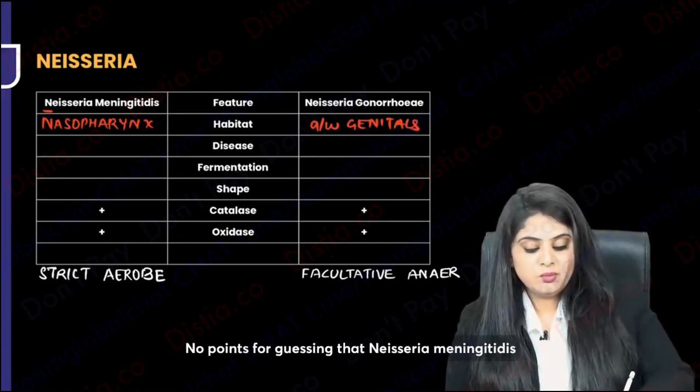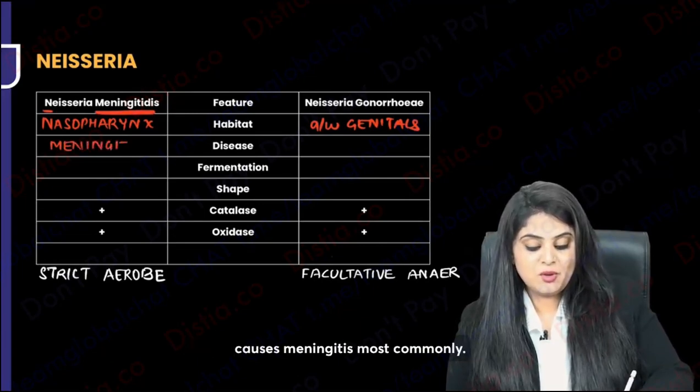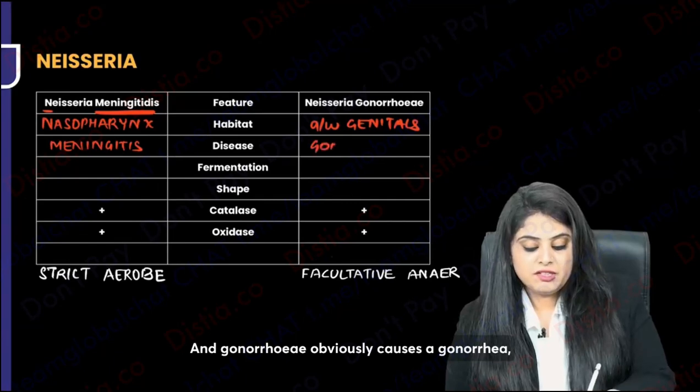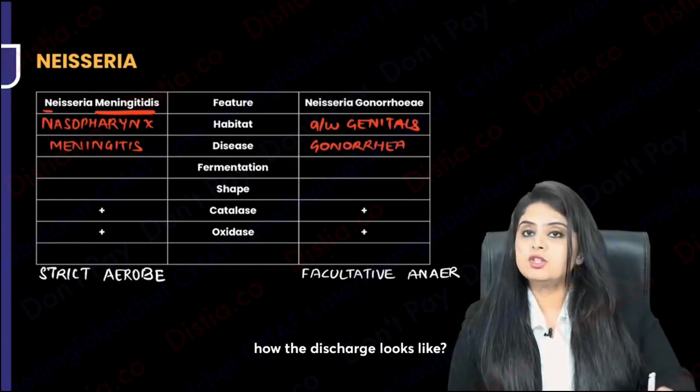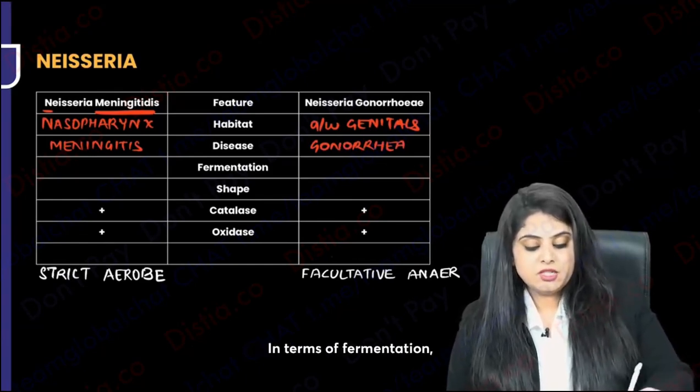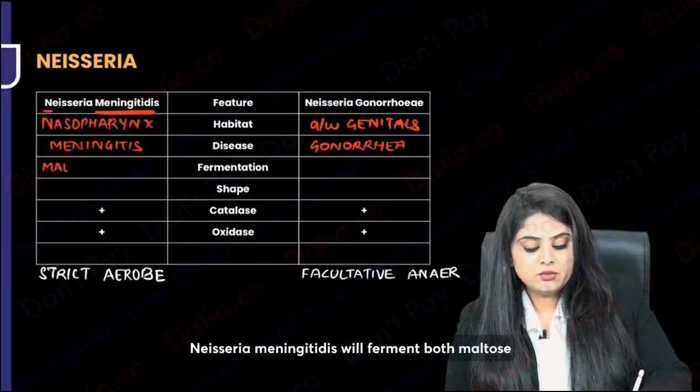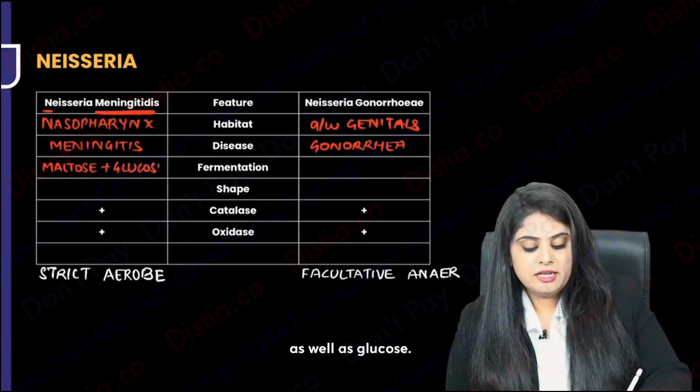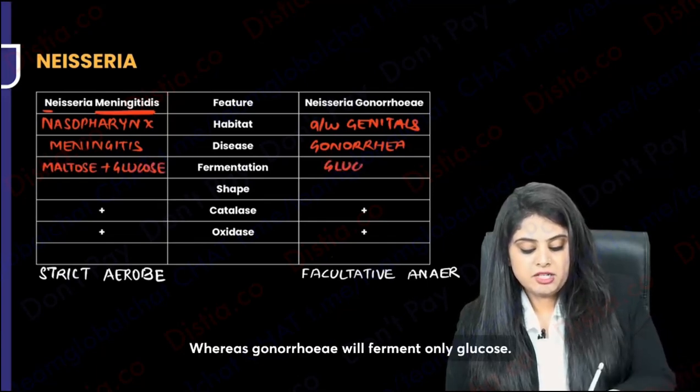Talking about the disease, no points for guessing that Neisseria meningitidis causes meningitis most commonly, and gonorrhoeae obviously causes gonorrhea, which I will be telling you about, how the discharge looks like. In terms of fermentation, Neisseria meningitidis will ferment both maltose as well as glucose, whereas gonorrhoeae will ferment only glucose.